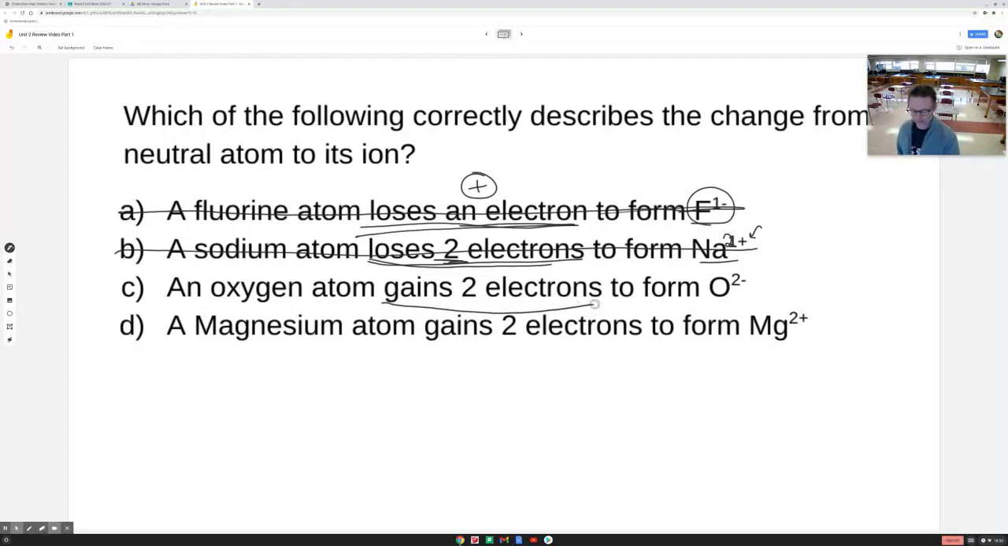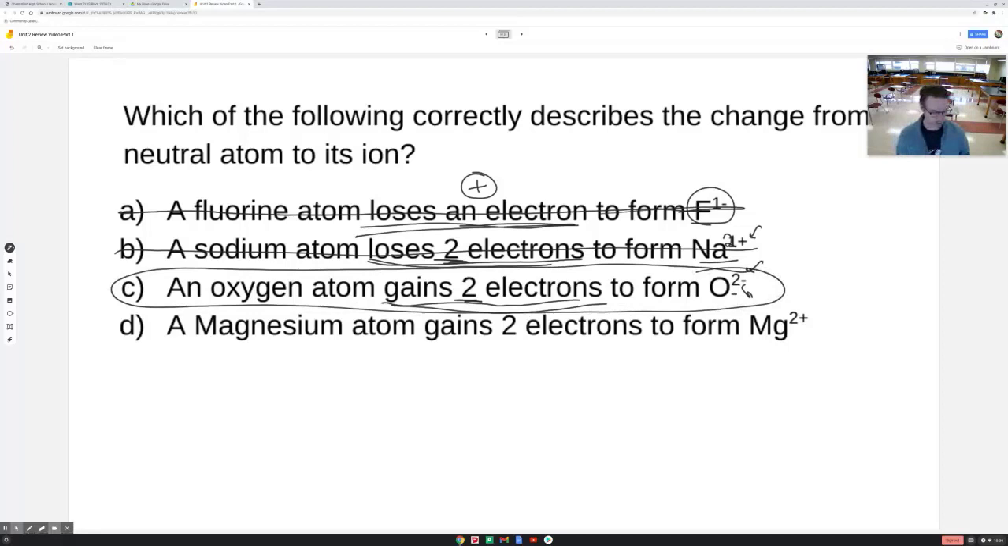Oxygen gains 2 electrons to form O with a -2 charge. Now we're talking about both parts being correct. Gains 2 electrons makes it negative, and the fact that there are 2 of them makes it -2. So I'm going to circle this one. And just to show you the last one, magnesium gains 2 electrons. That should make it negative. Okay, so the number here is right, but the charge is wrong, so that's why this answer choice would be invalid.